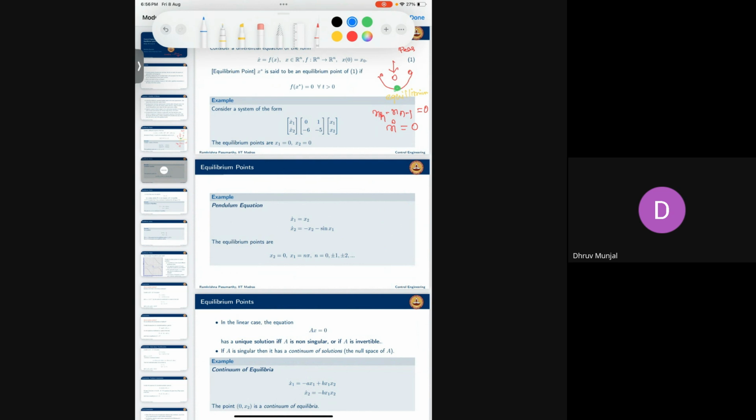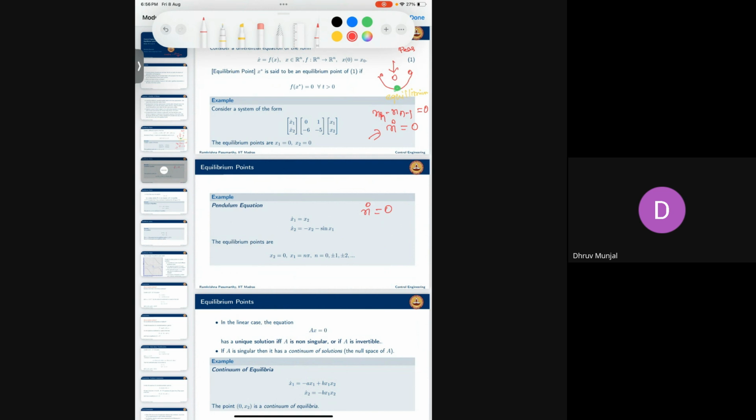Right. How can you find the equilibrium point? As I said, this is the representation of its state. Its states will be equated to 0. Simple. That's it. Whatever the nth order equations you have, just equate them to 0 and find the values of the state variables. That's it.